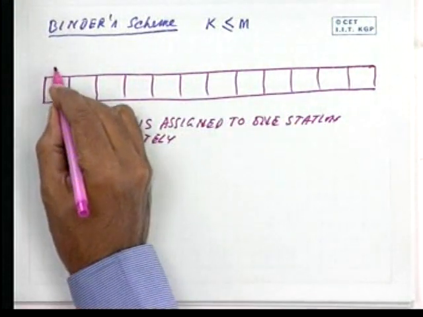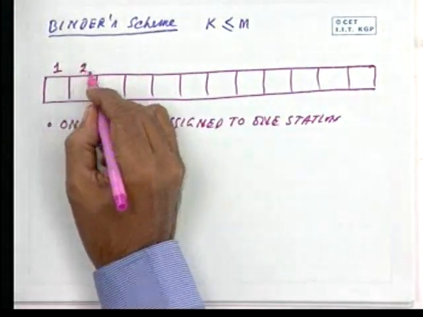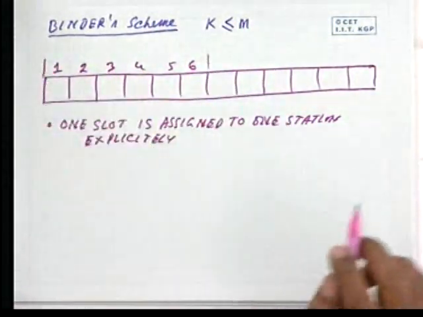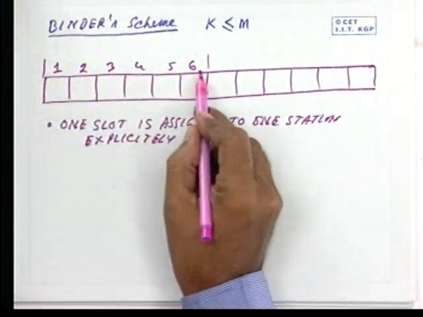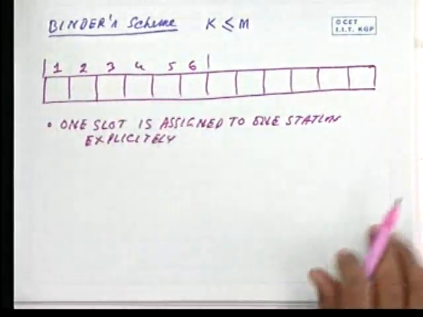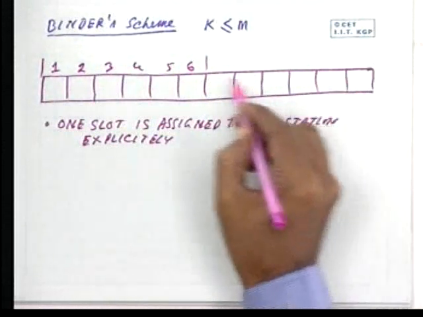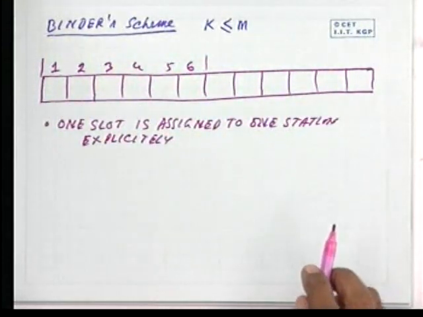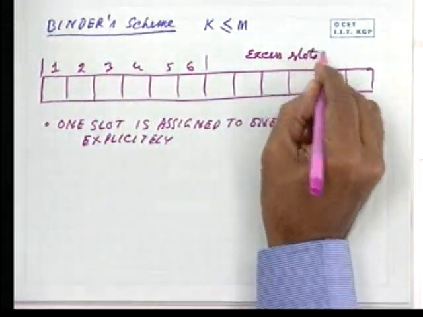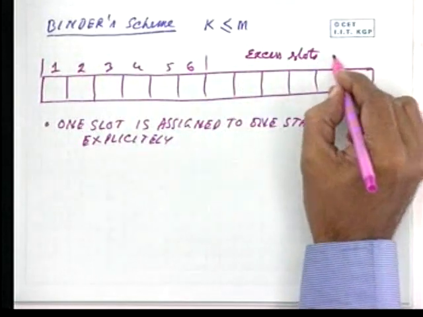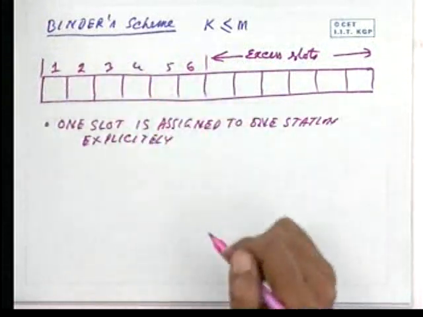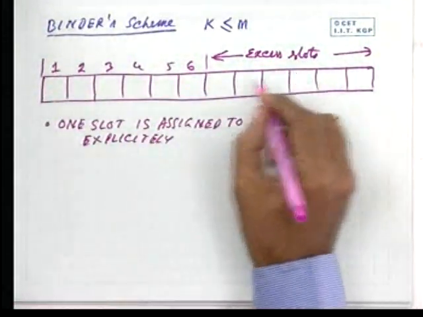Let's assume this is assigned to station 1, this is assigned to station 2, 3, 4, 5 and 6. Let's assume there are 6 such stations. So 6 stations are assigned with one slot for each of them. What about the remaining slots? These excess slots can be reserved by these stations if they have data, so by using slotted aloha.